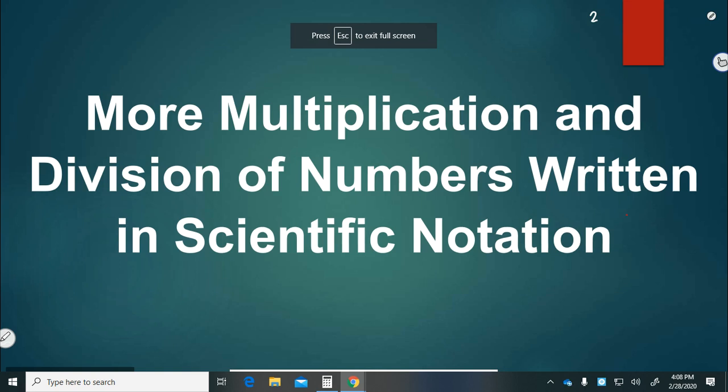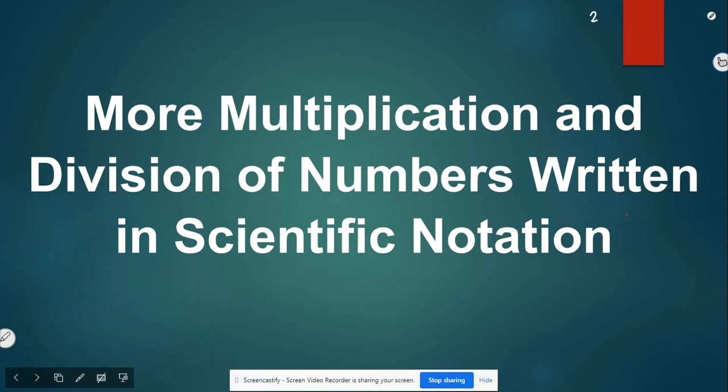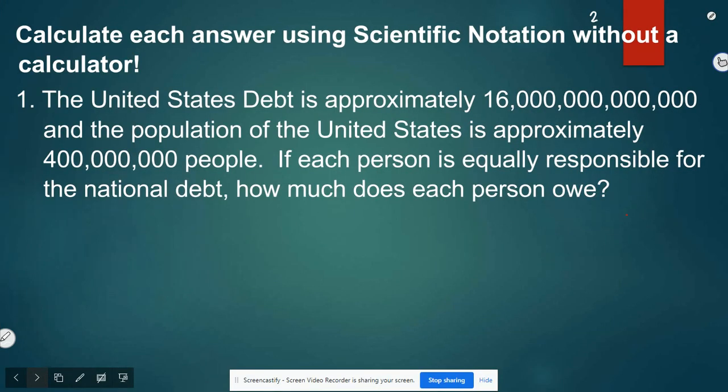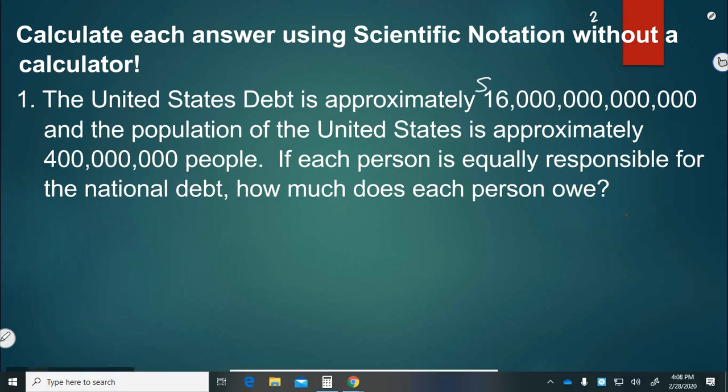Hi, Math 8 students. Today we're looking at more multiplication and division of numbers written in scientific notation, of course in word problem format. Here's our first problem. The United States debt is approximately $16 trillion and the population of the United States is approximately 400 million people. If each person is equally responsible for the national debt, how much does each person owe?